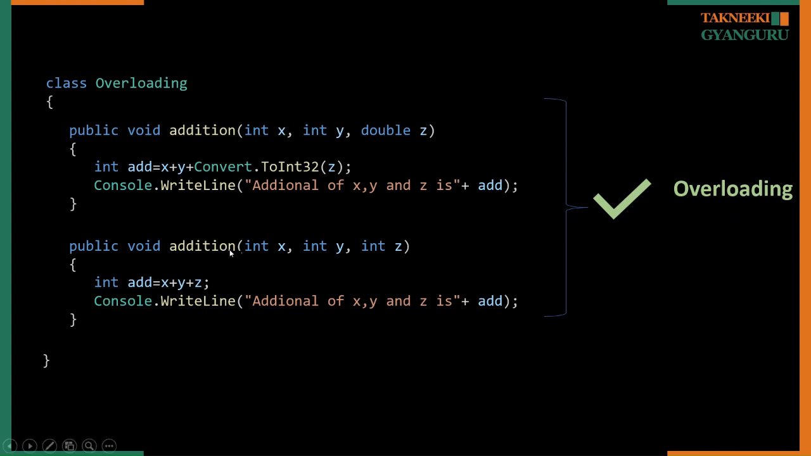Whenever we create the same name with a different parameter type, this is overloading. If we call this addition with this parameter, this function will be called. When we are calling addition 1 2 3, this function will be called. And if we are calling addition 1 2 3.5, this will be called. So based on our input, the method will be called, the method will be overloaded, right? So this is called overloading. Now we'll move to the next slide.